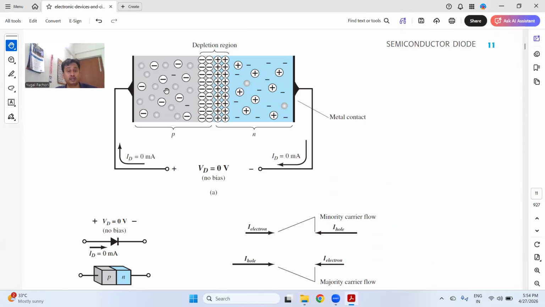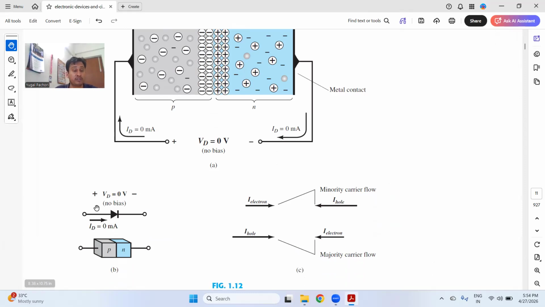How is it created? The holes from this side move towards the n-type, electrons from this side move towards the p-type. They recombine, but the acceptor and donor ions do not recombine and they form the depletion region. Hence, the potential barrier is created. You can understand from this particular diagram. Now what happens? Look at the symbol of the diode. This is P type, this is N type.